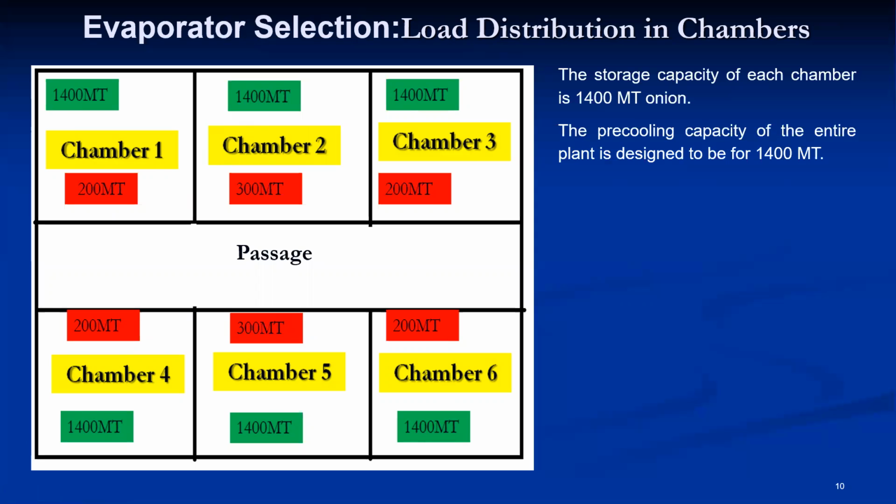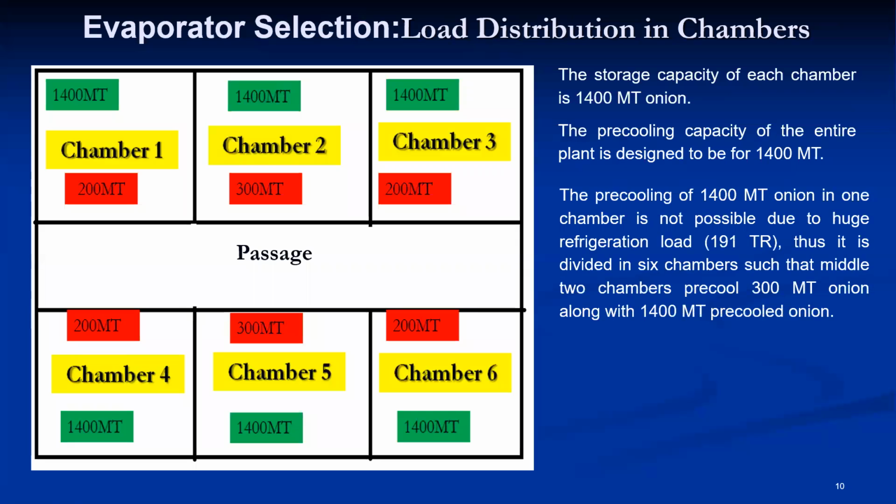But there is also a pre-cooling requirement. The pre-cooling capacity of the entire plant is 1400 metric ton. But the problem is that pre-cooling 1400 metric ton of onion in one chamber is not possible due to the huge refrigeration load, estimated to be around 190 TR. Accommodating 190 TR in one room is very difficult as far as the size of the evaporators is concerned. Thus, it is divided into 6 chambers.